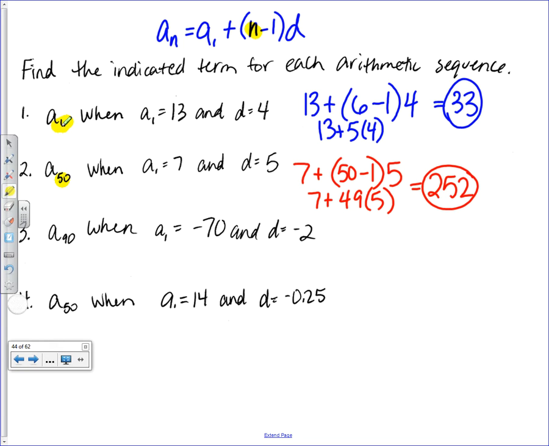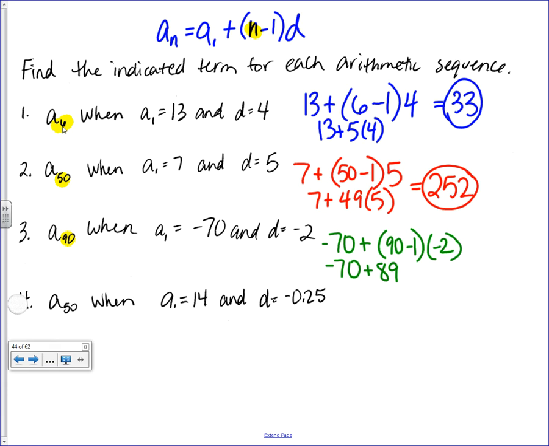In number 3, I want to find the 90th term. So we start with our a sub 1, which is -70, plus I'm looking for the 90th term, and my common difference is -2. So this is really -70 plus 89 times -2. And the 90th term will be -248.